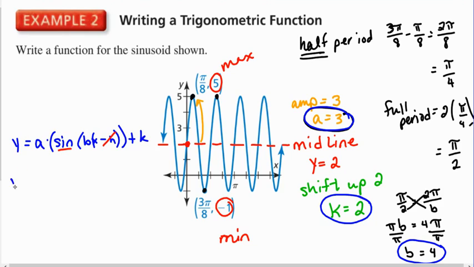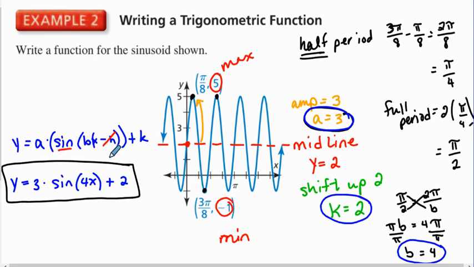So this is going to turn into y equals, we found out that the a is 3, right? Times the sine of bx. So b is going to be 4. We found that. And then k, we found out that the midline is shifted up 2 units, so plus 2. Okay, and that is going to be the function. You can type that into Desmos and check it if you want to. Okay, Desmos is a great way to check your work to see if you're correct.